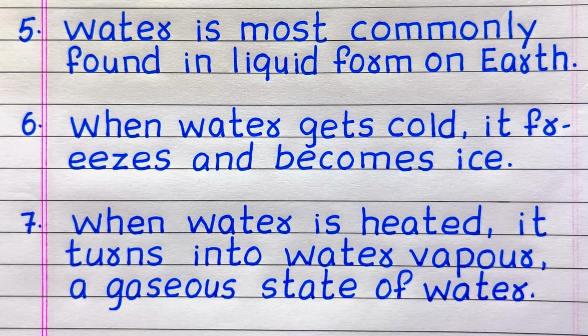Fifth property, water is most commonly found in liquid form on earth. Sixth, when water gets cold, it freezes and becomes ice. Seventh, when water is heated, it turns into water vapor, a gaseous state of water.